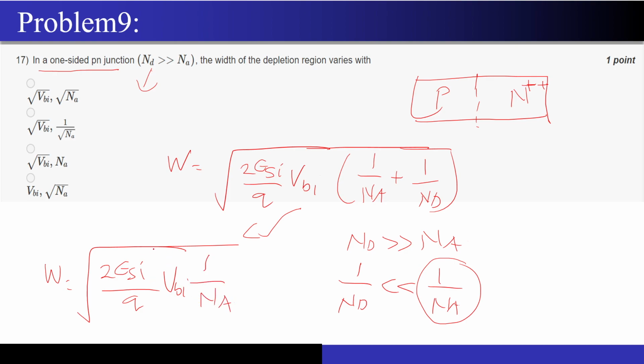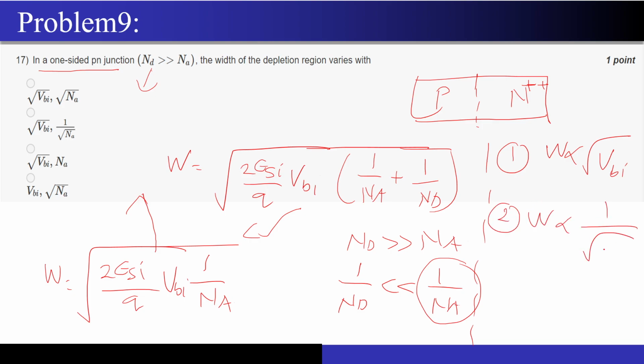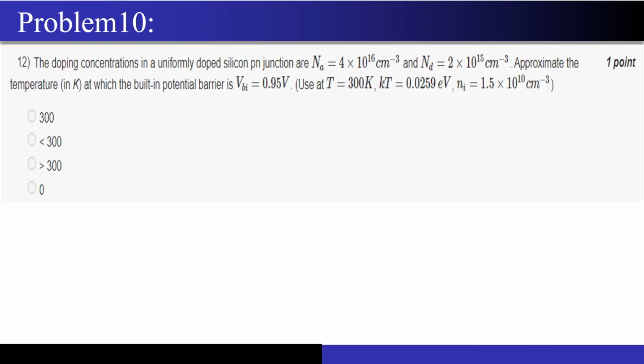So now from this equation, if we try to deduce, I will just write it over here. The first thing that I get from this equation is W is directly proportional to root of VBI, and the second thing is W is inversely proportional to root of Na. So this is the option that I have to match, and again you can see this is nothing but the second option. So the easy question was clear.